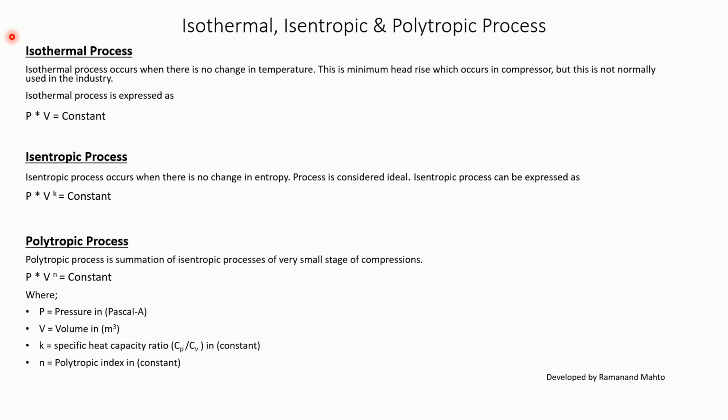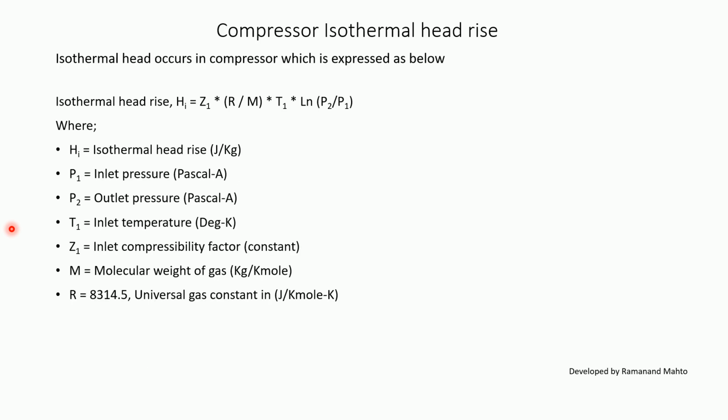Isentropic process occurs when there is no change in entropy and the process is considered ideal. Isentropic process can be expressed as P into V to the power K is constant. Polytropic process is a summation of isentropic processes of very small stages of compression and is expressed as P into V to the power N is constant, where P is pressure in Pascal absolute, V is the volume, K is the specific heat capacity ratio, and N is the polytropic index.